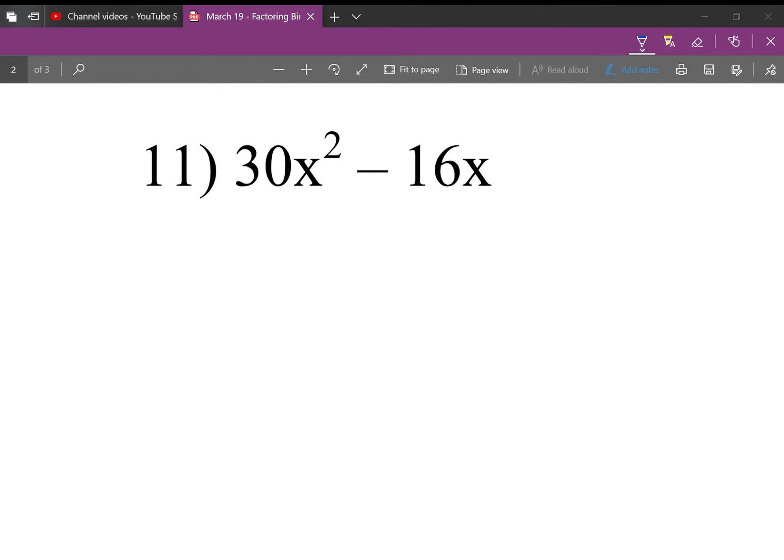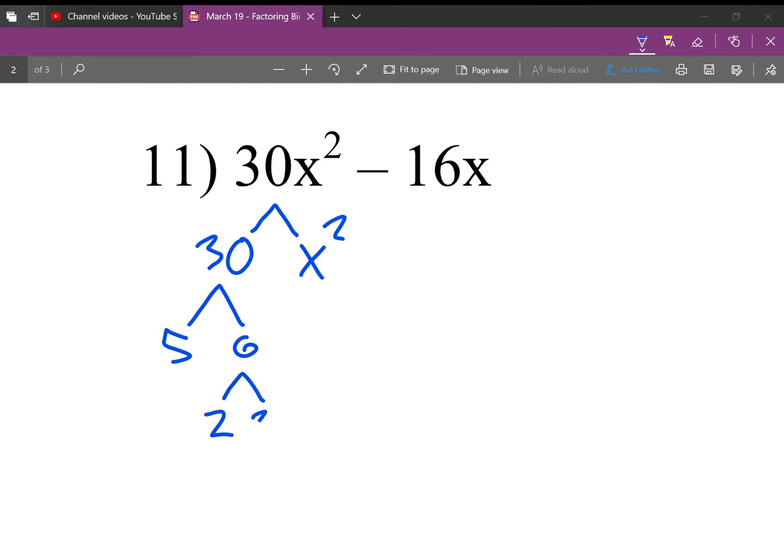30x squared minus 16x. So 30x squared, the coefficient 30 is positive, so I don't have any negatives to worry about there. I'm just going to separate the number 30 from the x squared. Then 30, to me, 5 times 6 is what comes to mind. I know some people, when they see a 10, they want to do 3 times 10. And again, you're welcome to do that. You're going to get the same prime factorization at the end, which is going to be 2 times 3 times 5. Now this x squared, of course, is just x times x.